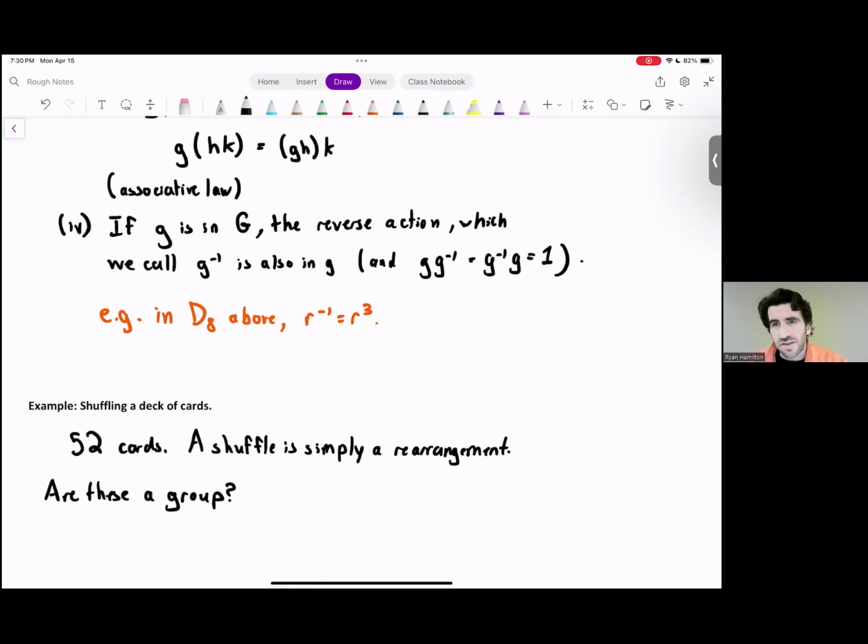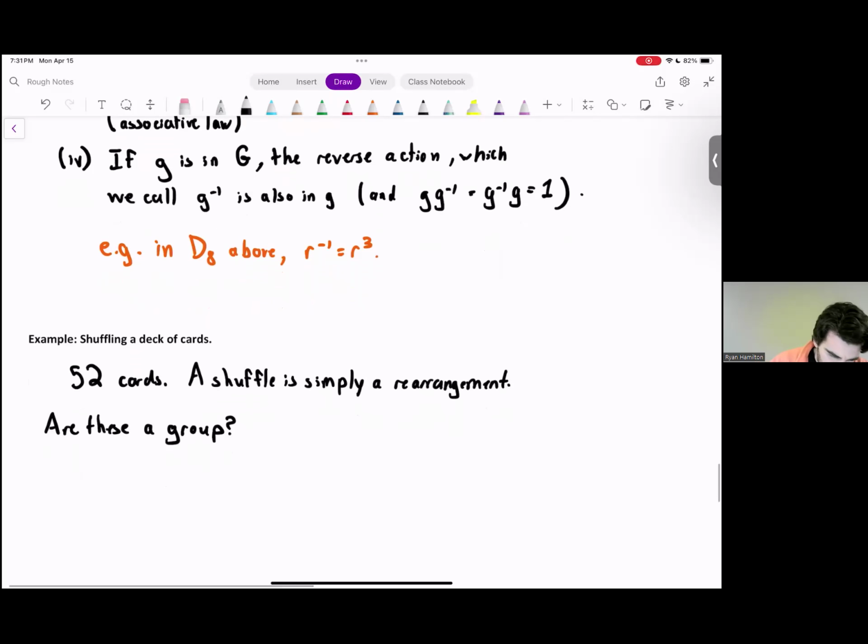And the answer is yes. If I shuffle once and then I shuffle again, that's the same thing as performing a single shuffle. What that shuffle is, I don't know. It's actually quite complicated to figure out such a thing. But the fact is, that's the first thing that we need in order for it to be a group, is you do one of these actions and then another, and you get another action that's within that group of actions that you're trying to define. So yes, indeed, they are.